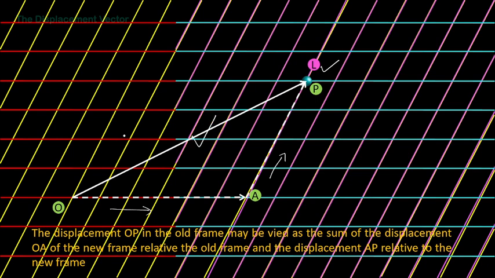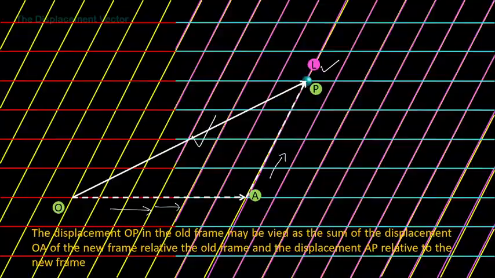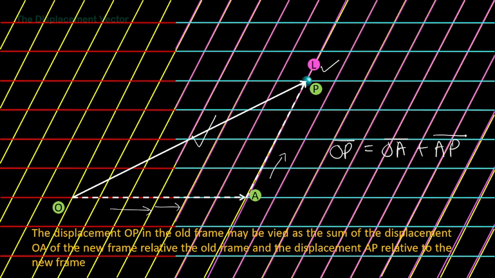And this line represents the displacement of a ball from O to P relative to the old frame. So this displacement OP is stated as the sum of the displacement OA of the new frame plus the displacement AP of the ball in the new frame. We write it as OP bar equal to OA bar plus AP bar. Again, the original or old frame.